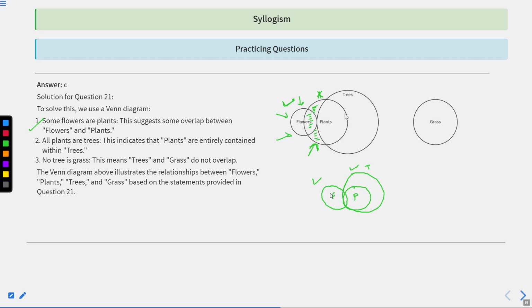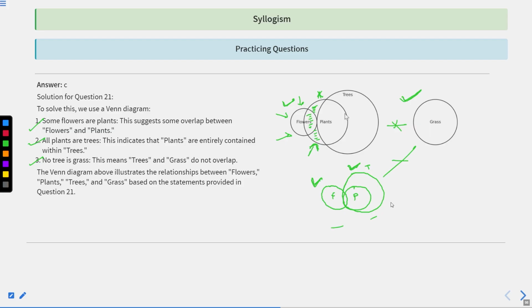So now the first statement says some flowers are plants, which is actually true according to this particular diagram. And then there is another statement which is suggesting that all plants are trees. And then the third statement says that no tree is grass. There is no relation between tree and grass. So the third statement seems to be correct. So this is the correct Venn diagram for statement number one. This is the correct Venn diagram for statement number two. And this is the correct Venn diagram which is suggesting no relation between trees and grass for statement number three.